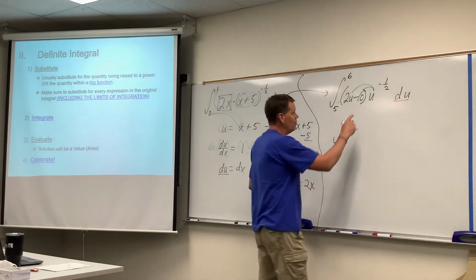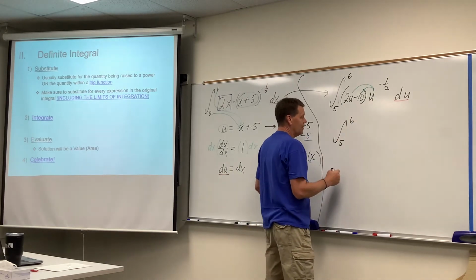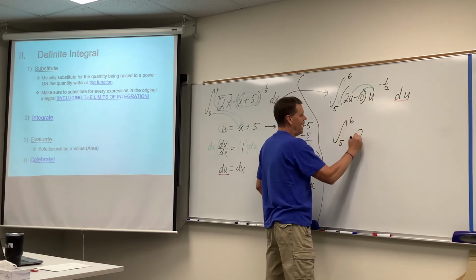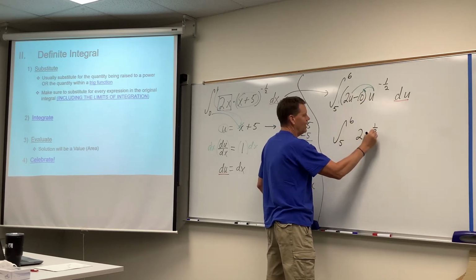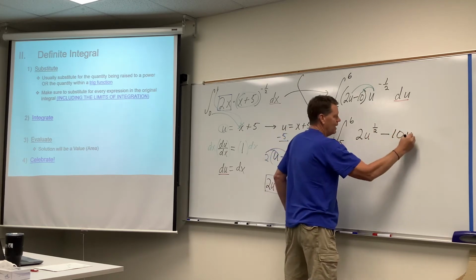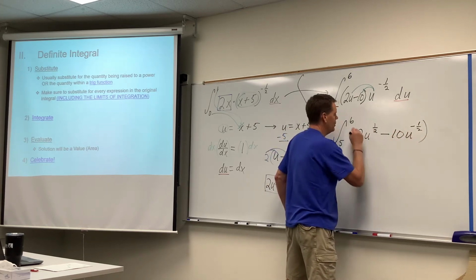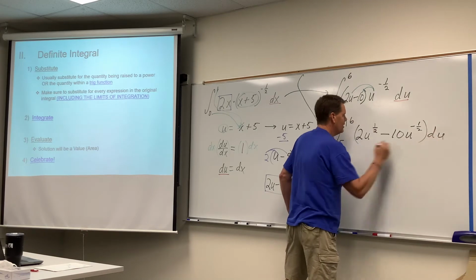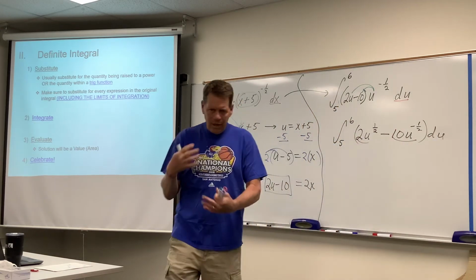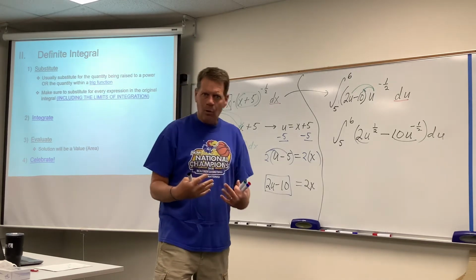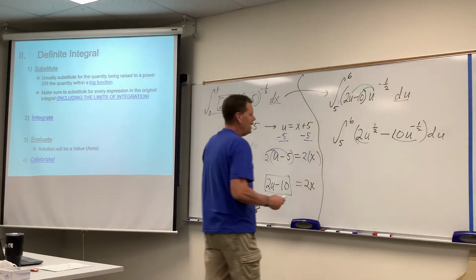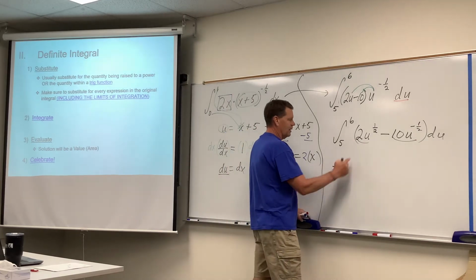And so if we distribute that u to the negative a half into the parentheses here, 2u to the first times u to the negative a half would be u to the positive 1/2 minus 10u to the negative 1/2, properties of exponents, du. Guess what? We've got terms and powers now. All right? So there we go. We can integrate each term using that power rule that was introduced several sections back. And so now we're ready to integrate this thing.